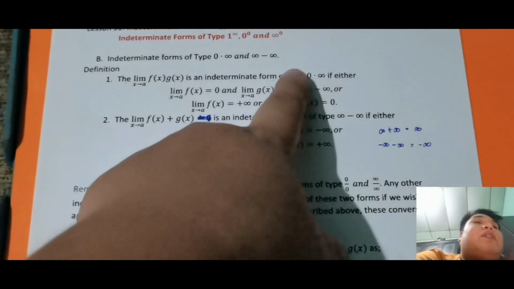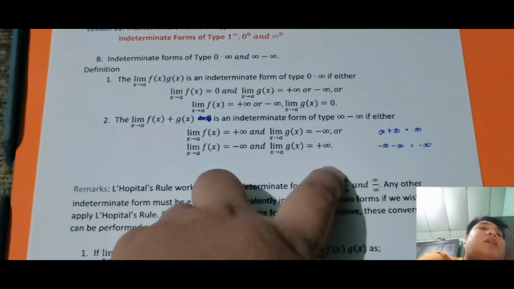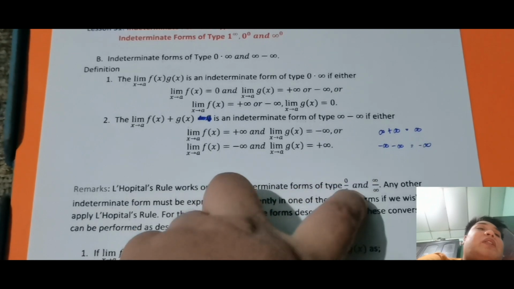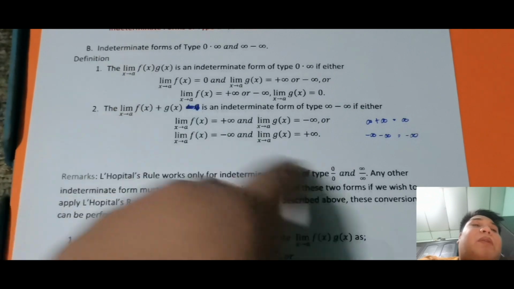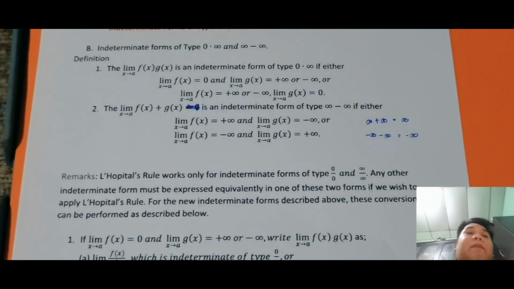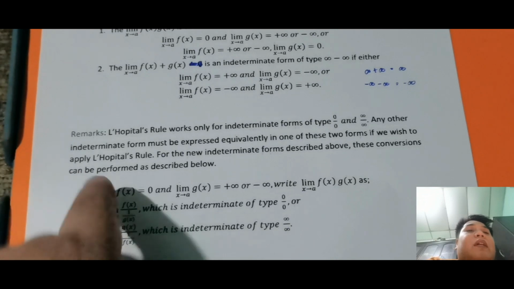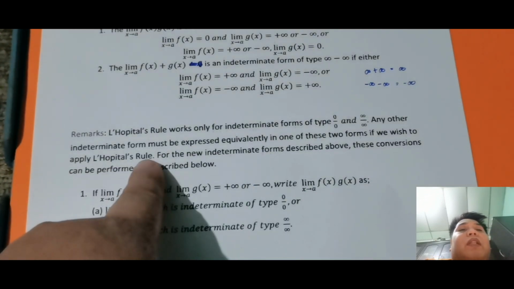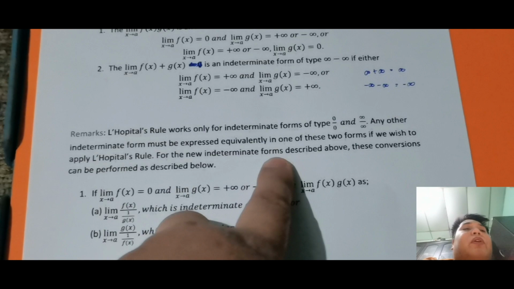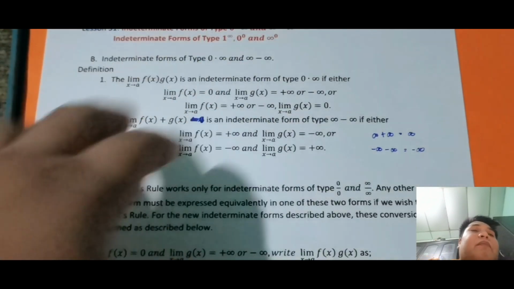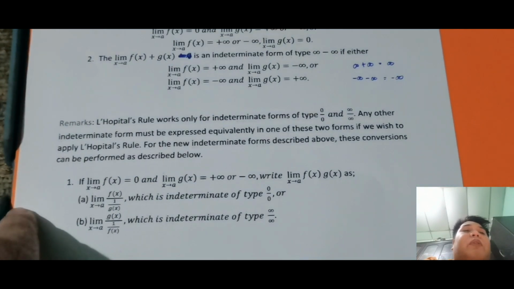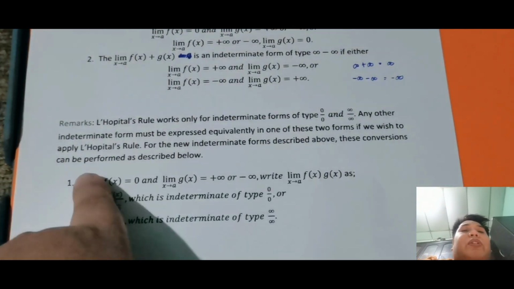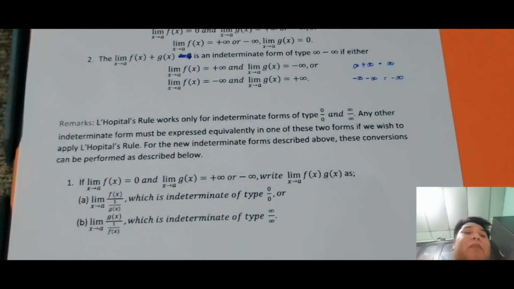So ngayon, ibig sabihin kung meron kang 0 times infinity, gagawa tayo ng paraan para maging 0 over 0 siya, or infinity over infinity. Okay, or kung meron tayong infinity minus infinity, gagawa tayo ng paraan para maging ganyan siya. So hindi natin alam saan siya papunta. Okay, so next is if we wish to apply L'Hopital's rule, no? So for the new indeterminate forms described above, so meaning ito yung dalawang yan, yung 0 times infinity and infinity minus infinity, these conversions can be performed as described below. So ito daw yung mga technique or mga dapat nating gawin.